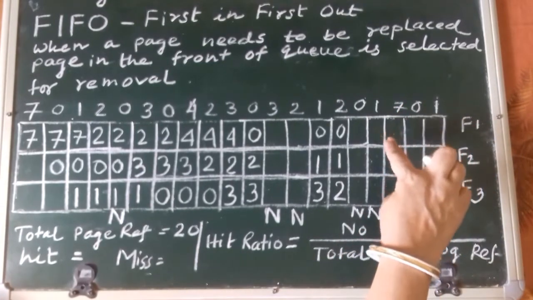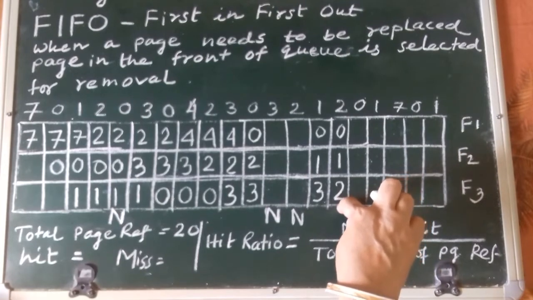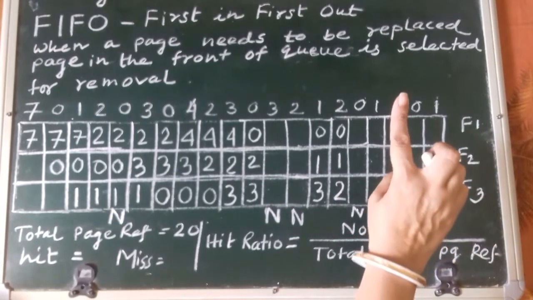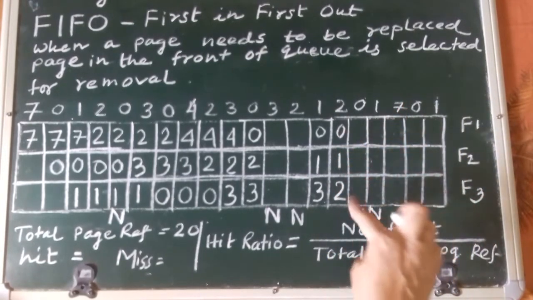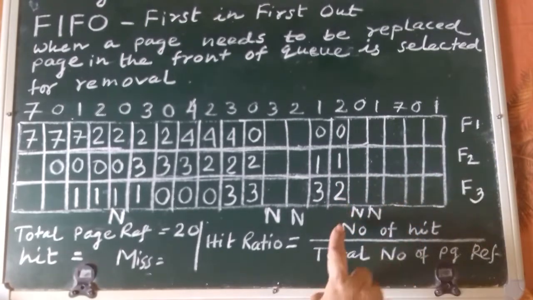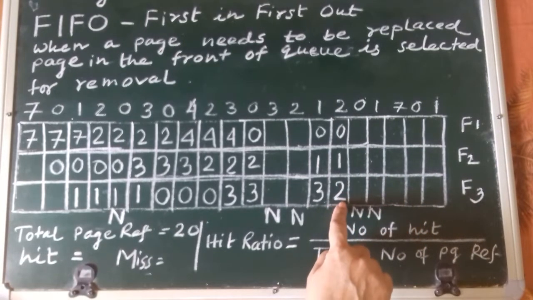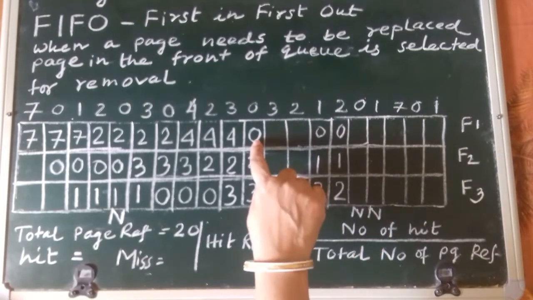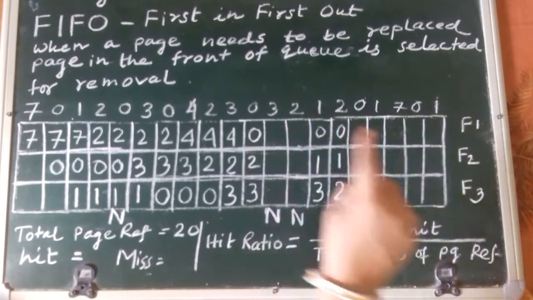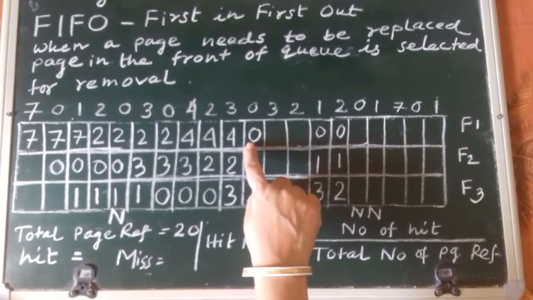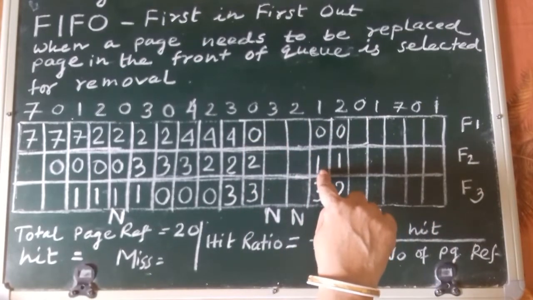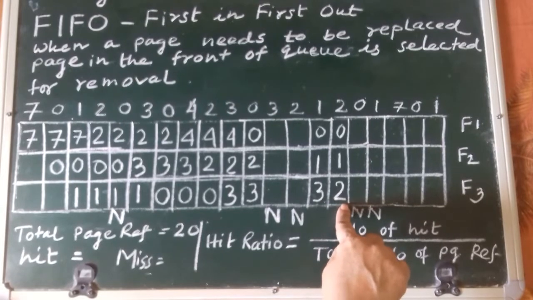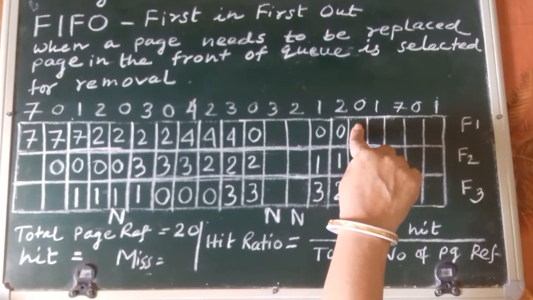But the next reference is for page 7. Page 7 is not existing here. So what should we do? We will replace one among these pages. Which one will we replace? See, 2 occurs only once, 1 two times, 0 three times. But 0 has been there for a long time. It entered here, whereas 1 entered here, and 2 entered here. So 0 must be replaced.